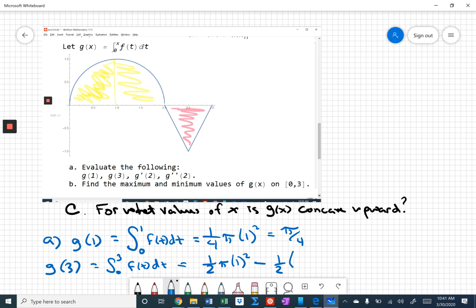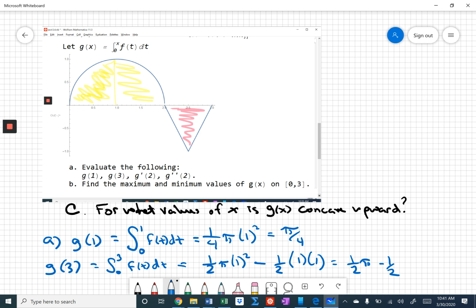The base of the triangle is 1. The height of the triangle is also 1. So we got half pi minus 1/2, and that's fine. There's nothing really to simplify for that one.